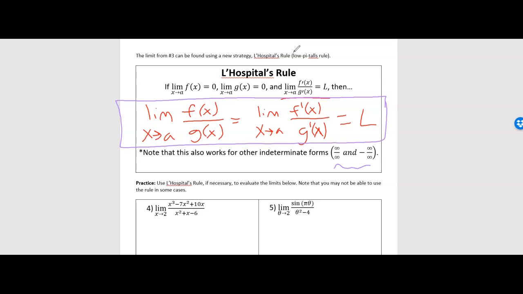Now, we will see later on that sometimes you may have to do L'Hopital's rule 2 times or 3 times or maybe even 4 times, right? If you take the derivative of both the numerator and the denominator and then you still get an indeterminate form when you substitute, so let's say you still get 0 over 0, well, then you would just apply L'Hopital's rule again. And sometimes you have to apply this rule multiple times before you finally get a real number for your answer. Okay, let's check out some practice problems.